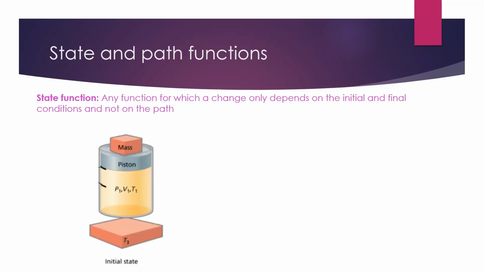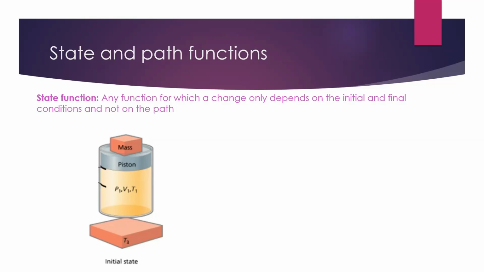So let's consider a state like this. We have our initial state, a T1 here, where we have a gas in a cylinder and it has a mass on top, but that mass is being held back by a piston. We've seen this before by this stopper. So we have a P1, V1, and a T1 associated with this.